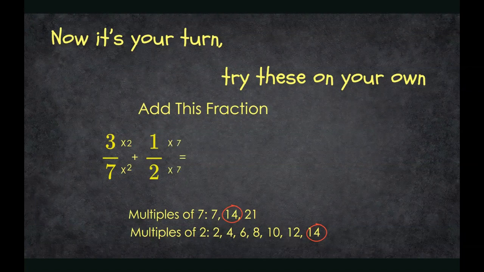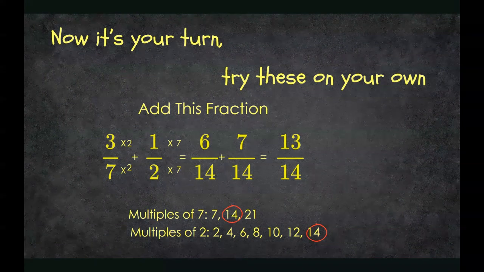So my new equivalent fractions are going to be 6/14, and then 1/2 is going to equal 7/14. And then I'm going to add just the numerators, 6 plus 7, and that's going to give me 13/14. So 3/7 plus 1/2 equals 13/14.